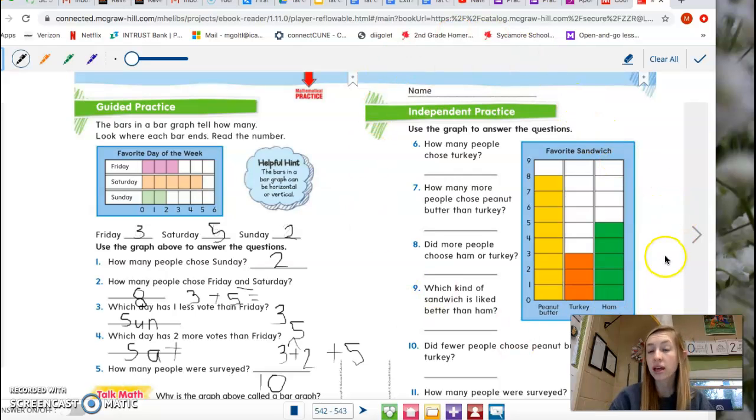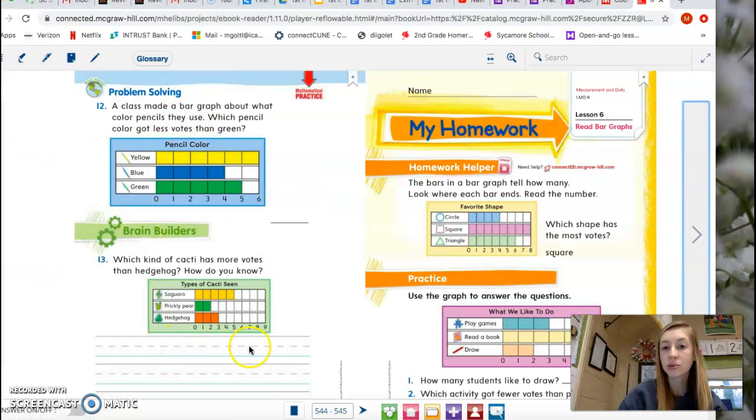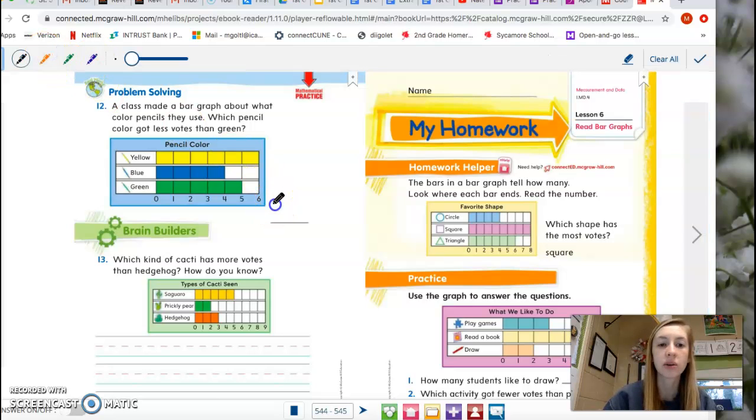Do questions 6 through 11 on your own, as independently as possible. Flip to the back side. Let's do these word problems together. It says, number 12, a class made a bar graph about what color pencils they use. Which pencil color got less votes than green? Well, let's look at green. Green had 5. Which one had less than 5? You're right, blue did. Let's write the word blue on the line.